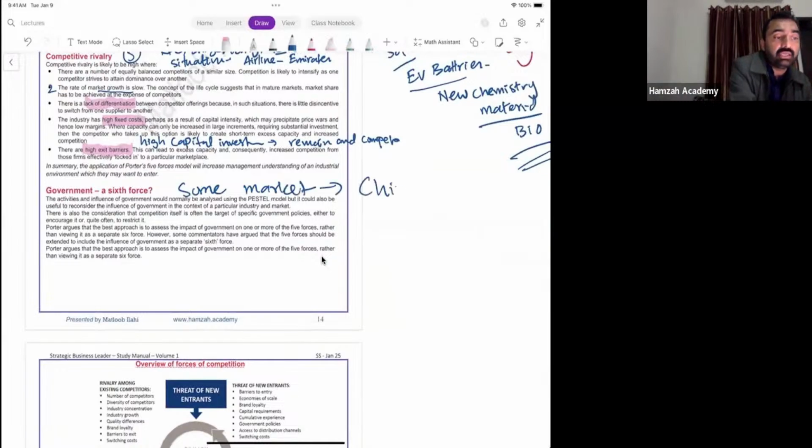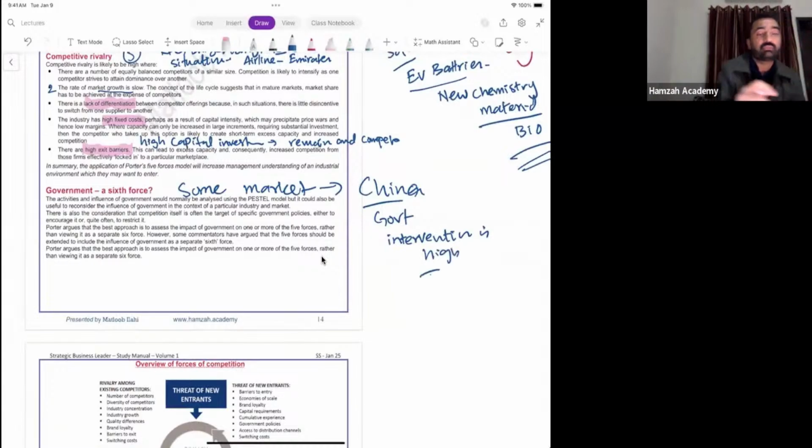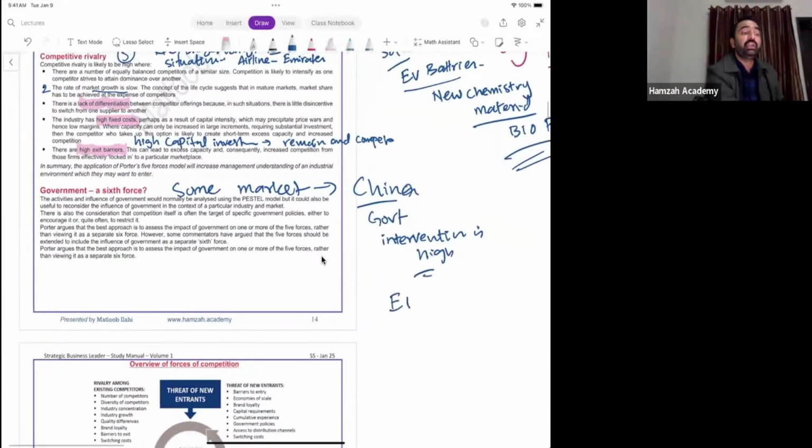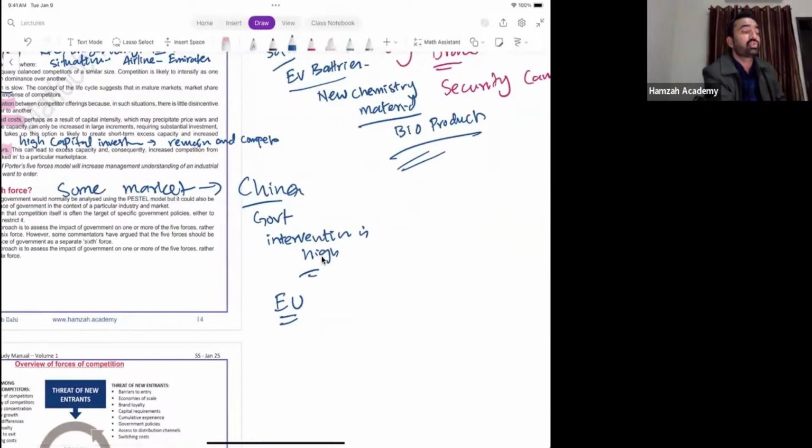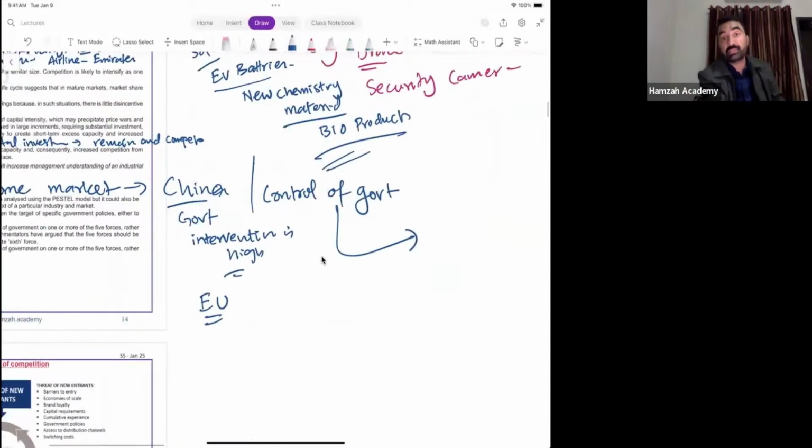Like, for example, in China, the government intervention is high. So government might affect the structure of the market. But if you look at the EU, in many EU countries, the government has very strong control on certain markets. So the point is the control of government. And in the US, for example, almost every industry is privatized, so the government intervention is low. Okay, so this is very interesting.